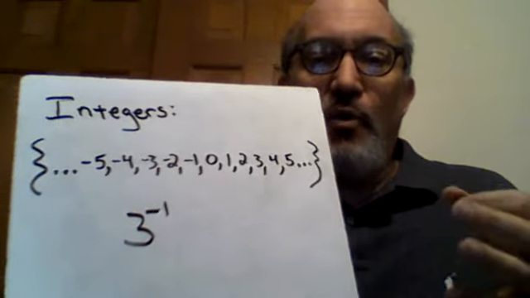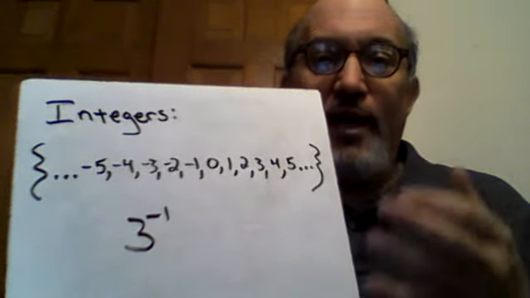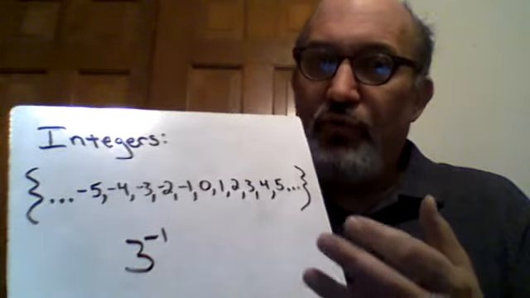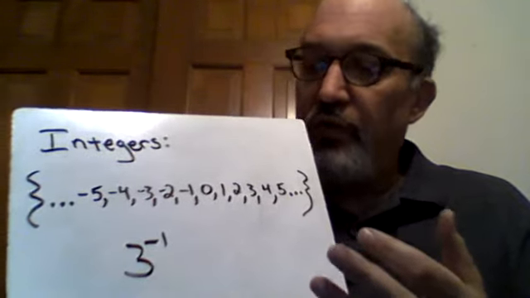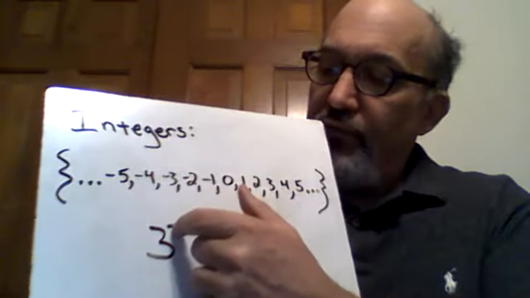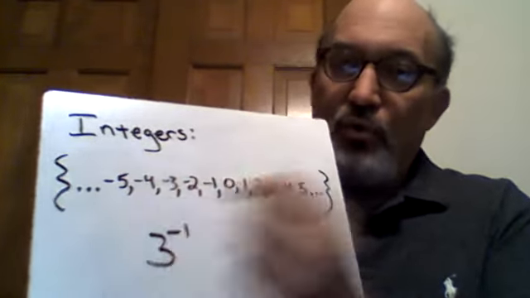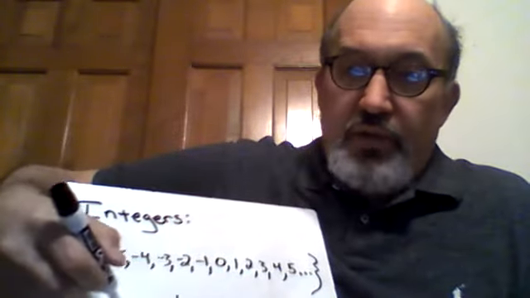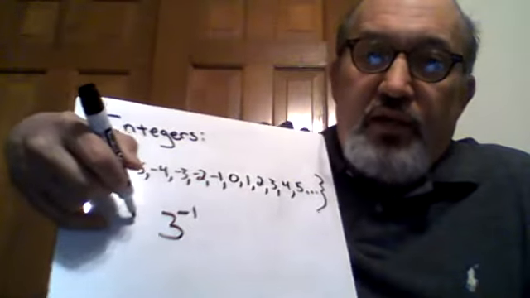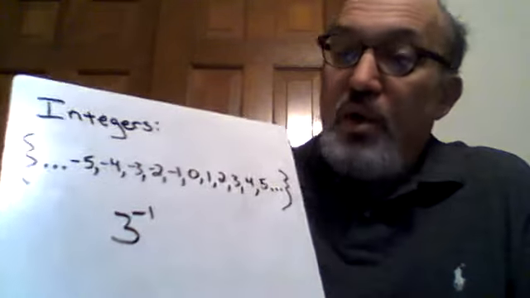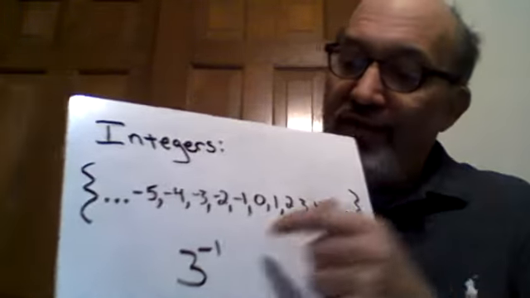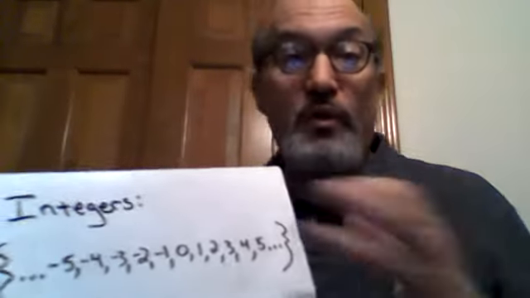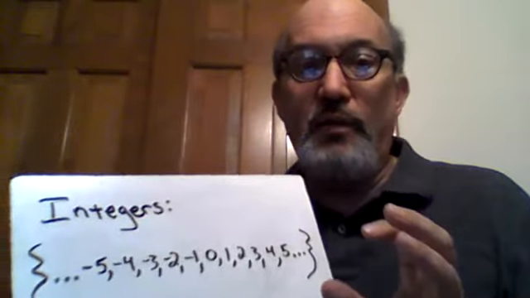The negative exponent has nothing to do with the sign of the number. That's a little hard to get used to for young students. There's a negative sign here, but this number is positive. If I put a negative sign out here in front of the 3 to the negative 1, then it would be a negative number. But this is a positive number. The sign of the exponent has nothing to do with the sign of the number itself. So please keep that in mind.